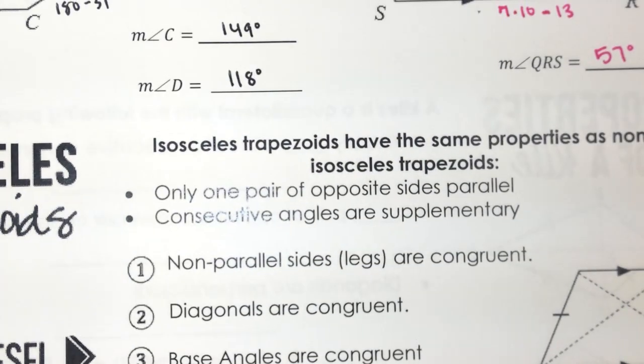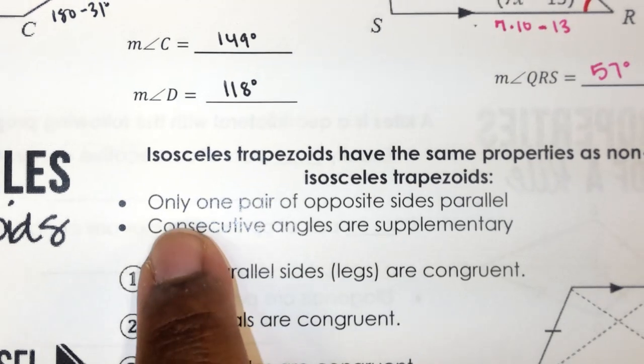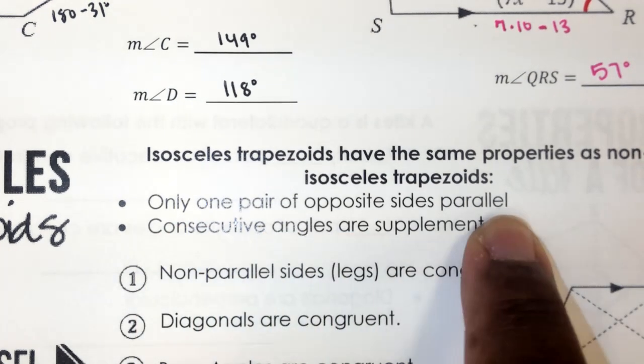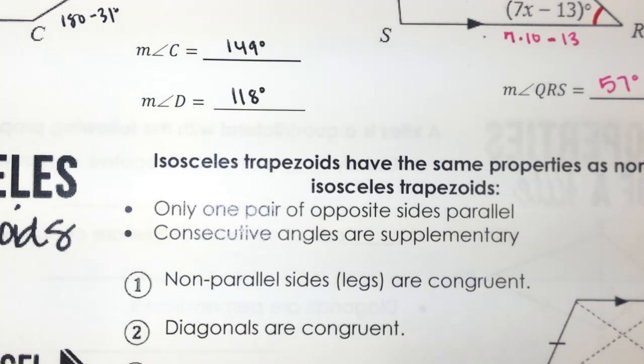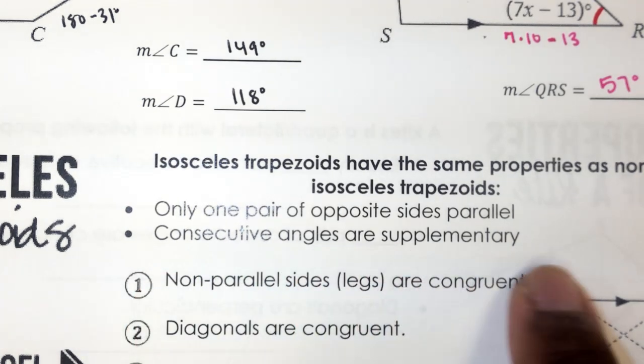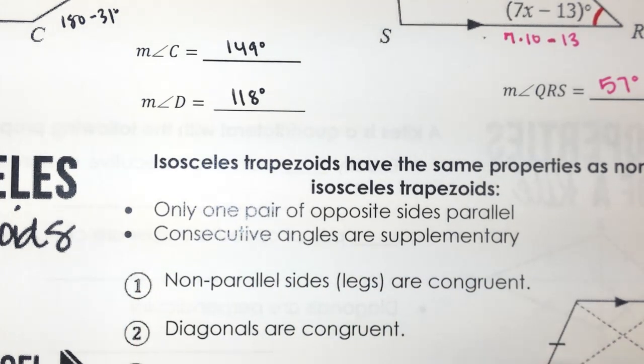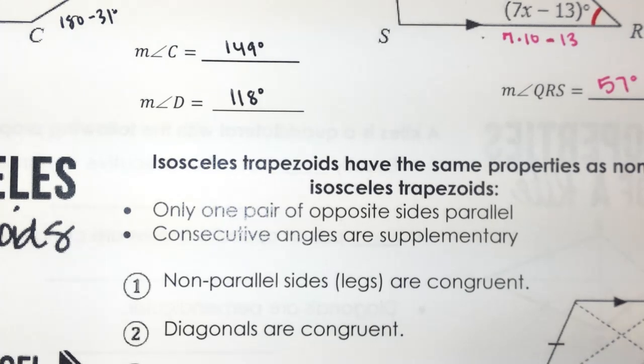It has the same properties of a non-isosceles trapezoid. Those two that I already talked about: one pair of opposite sides parallel. They're showing you that. And then consecutive angles are supplementary. So the consecutive angles on the left and on the right would be supplementary.